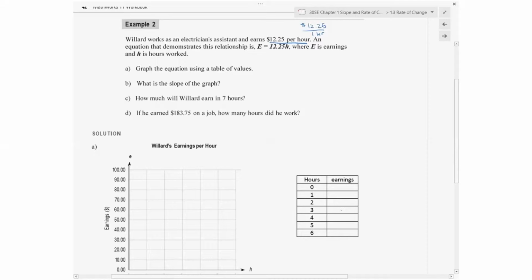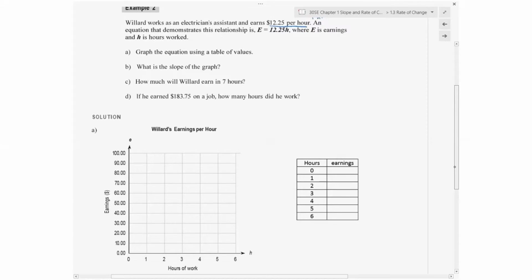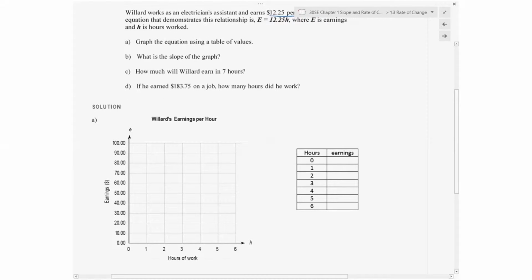So we're going to use this table here to do the table of values. So if he's worked 0 hours, well, they're not going to pay him. He gets $0. If he works 1 hour, he gets $12.25. If he works 2 hours, he's going to get 2 times $12.25, so he's going to get $24.50. If he works 3 hours, we can add another $12.25, so he's going to have earned $36.75. If he works 4 hours, he's going to be at $49.